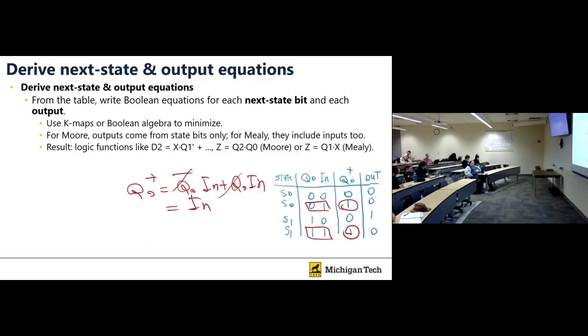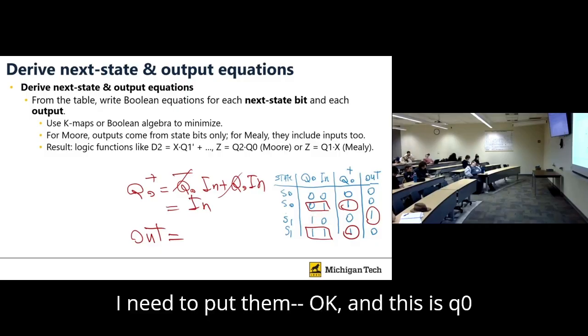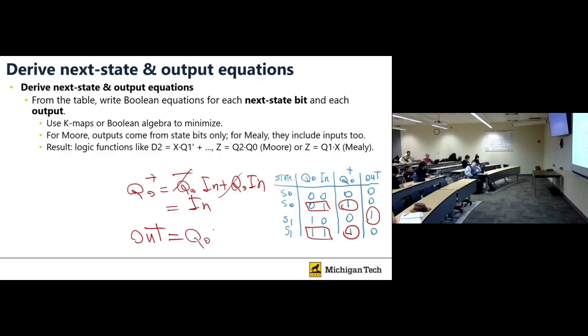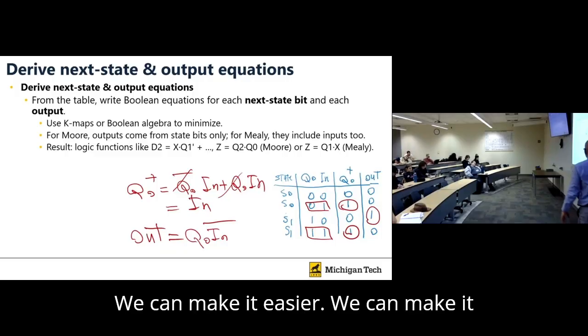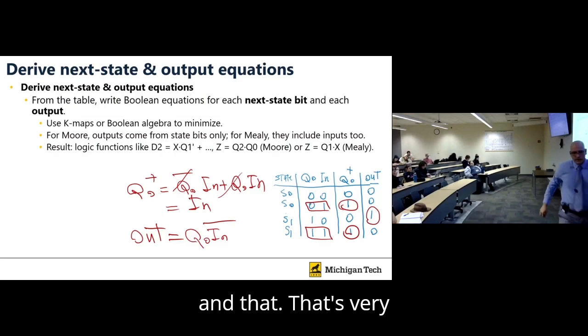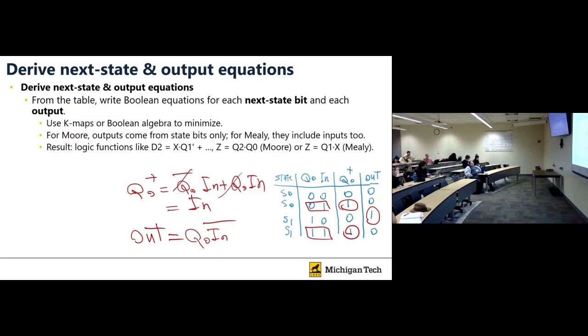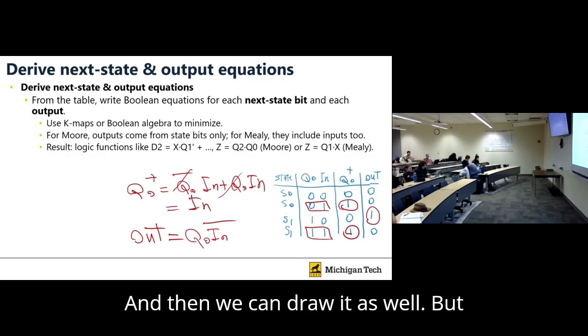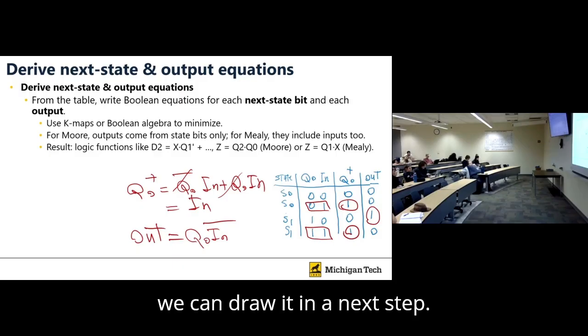And what about out? Out is just here. I need to put them. Okay, and this is Q0 and in bar. That's it. We can make it simpler, but this got simpler: I in and that. That's actually very simple. And then we can draw it as well, but we can draw it in the next step.